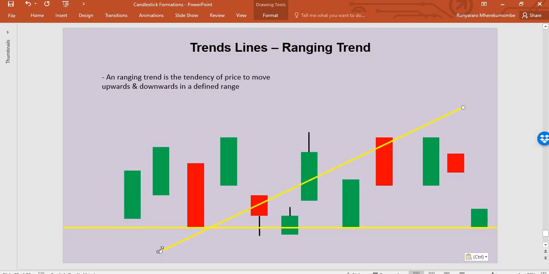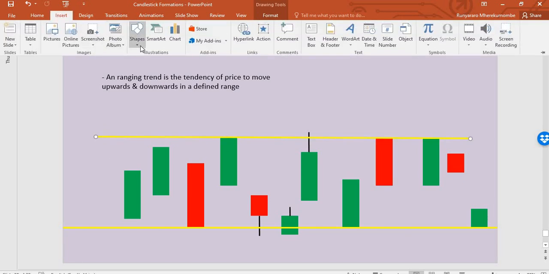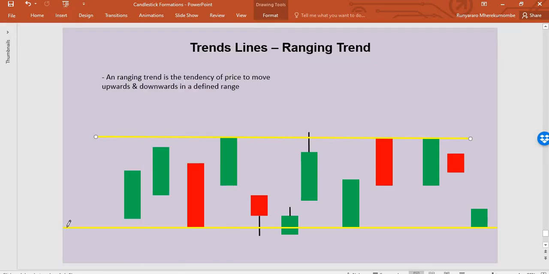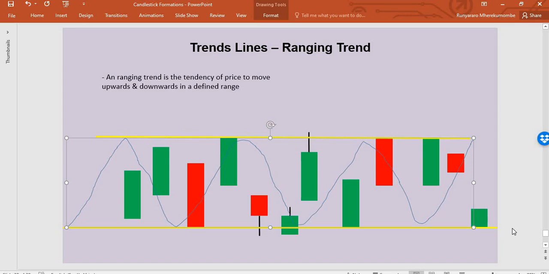Then I need to have another line to determine the upper point where the price is swinging. So in this case, I'm going to put it there. So now my expectation is that price is going to swing between these 2 points. I would expect price to move in this direction. So this is what I would expect to see the price doing over time. So this is for the ranging trend.